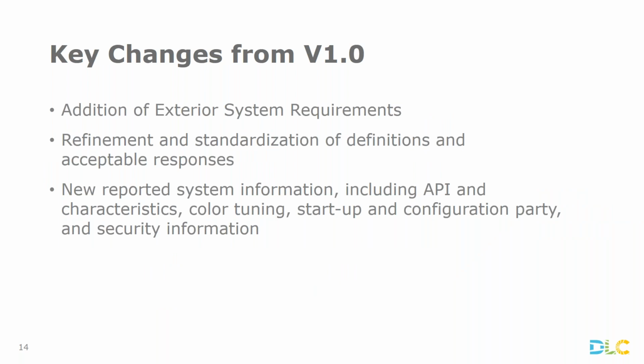So what were the key changes from version 1.0 to 2.0? One of the most significant changes is that we've now added exterior system requirements. Previously, the requirements in the QPL were only for interior network control systems. Now we've got a category for exterior network controls, and we'll go over those requirements in a moment. We made probably hundreds of changes for refinement of language and standardization of acceptable responses for manufacturers. We've now got 18 systems listed on the qualified products list. These are all interior systems to date.